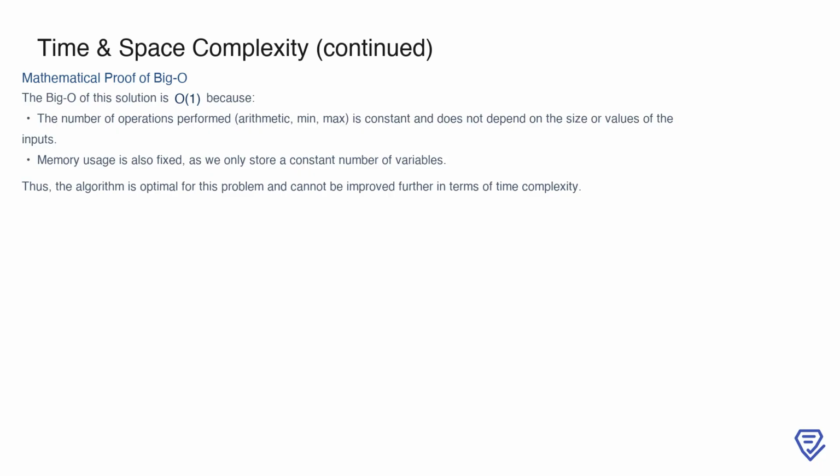First, the number of operations performed is constant. Arithmetic, min, and max calculations are performed in a fixed sequence, regardless of the size or values of the inputs. This means the time taken does not scale with the input size. Similarly, the memory usage is fixed because only a constant number of variables are used to store intermediate results. Since neither the time complexity nor the space complexity grows with the input, the algorithm is optimal for this problem. There are no further improvements possible in terms of efficiency, making this a highly optimized solution.